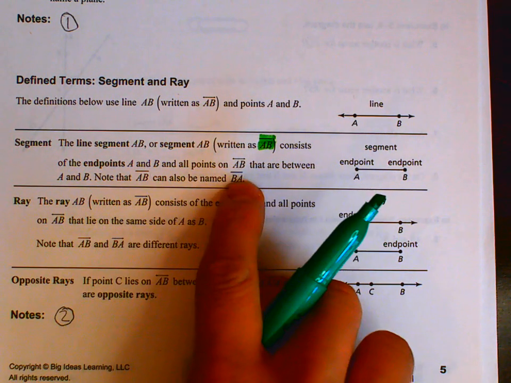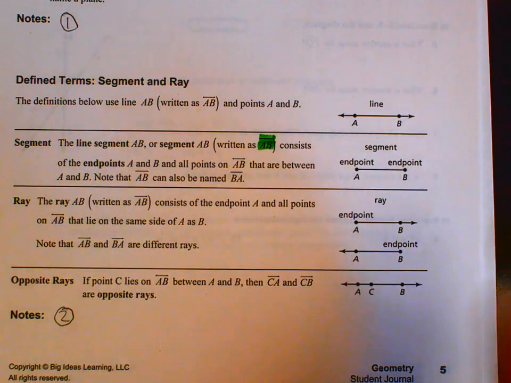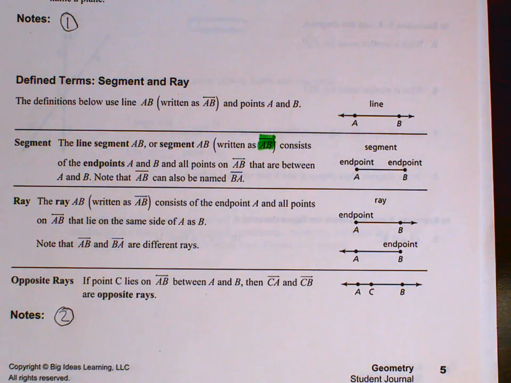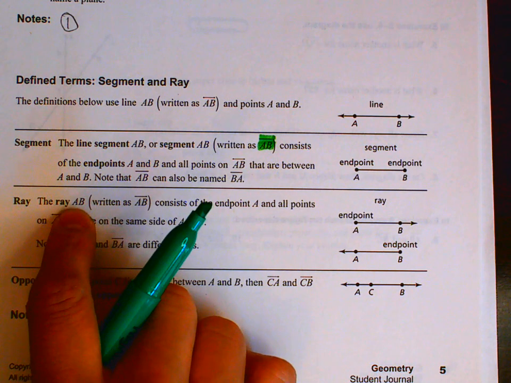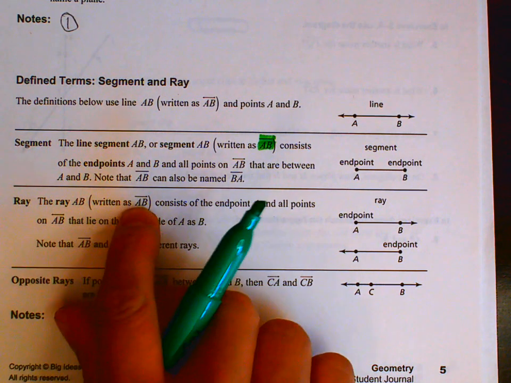So direction of the letters doesn't really matter when you're naming a segment. The next thing is with ray AB. The ray AB, you can write it as AB.